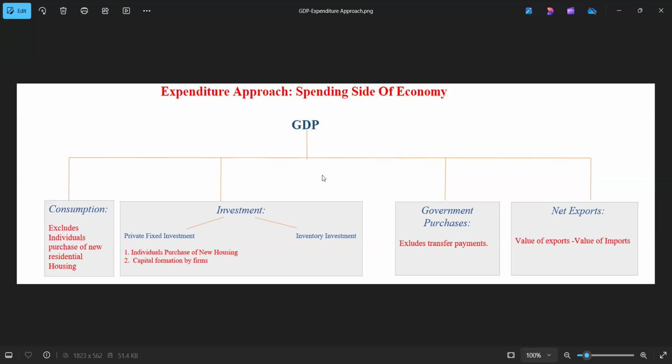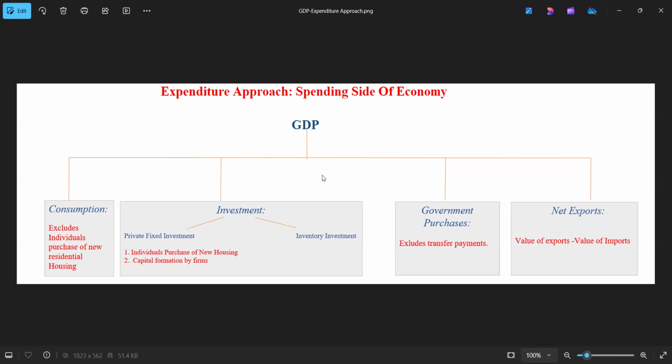Now, private consumption includes individuals' expenditures for all goods and services, excluding the purchase of new residential housing, as this is something which does not go under consumption, but rather is included under investment. So this brings us to the second component, private investment. Now, there are two subcomponents of this.